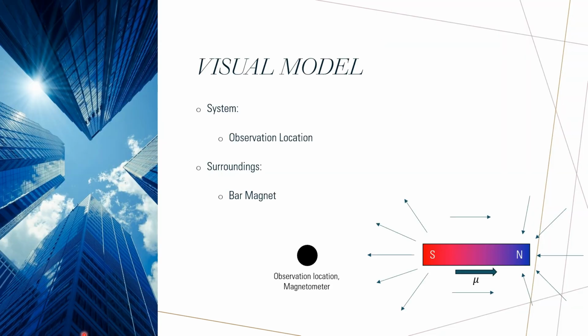The system in this lab is the observation location, which is the magnetometer, or my phone. Surroundings being the bar magnet, which is acting upon my phone. Here is the bar magnet with our magnetic dipole moment and the magnetic field going around the magnet.